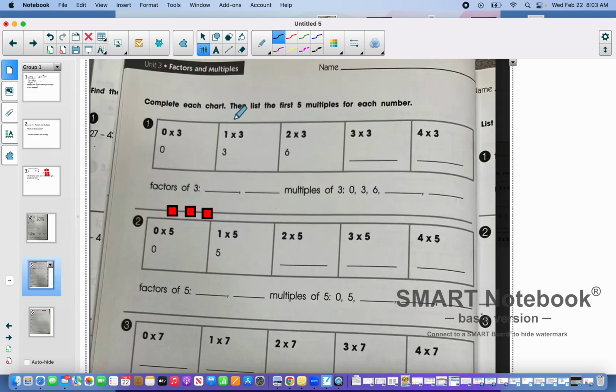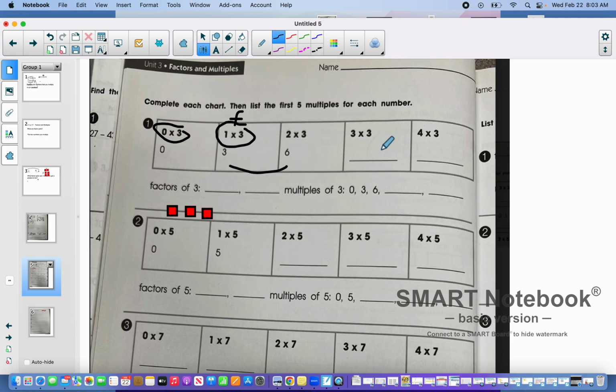It says complete each chart, then list the first 5 multiples for each number. So they want you to complete this chart. So they did the first for you. They did 0 times 3 is 0. Any number times 0 is 0. 1 times 3, any number times 1 produces a 3. Again, these numbers here are the factors. The number you make is the product. 2 times 3 is 6. 3 times 3. So if you notice, we just keep adding 3. Click pause and finish this chart.